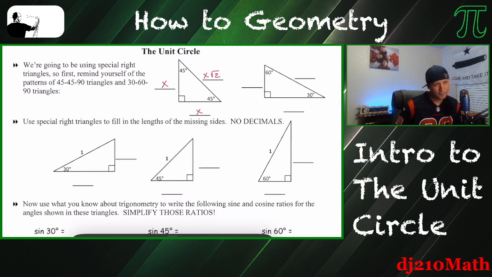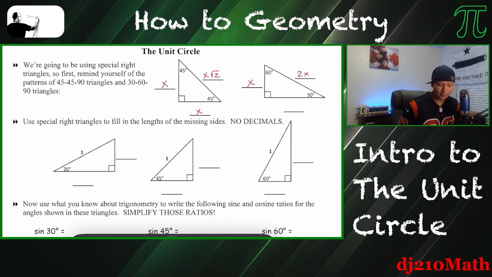Okay. The 30-60-90 case, if I know the short leg, then I'm going to multiply the short leg by 2 to get the hypotenuse. Likewise, if I want the short leg and I know the hypotenuse, I'm going to divide the hypotenuse by 2. Remember that, divided by 2.